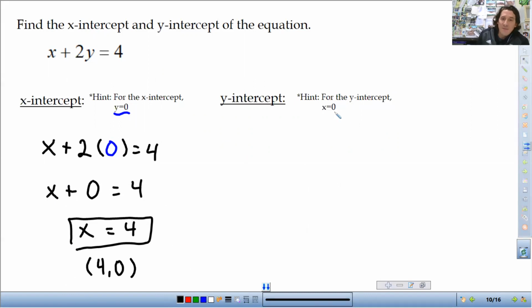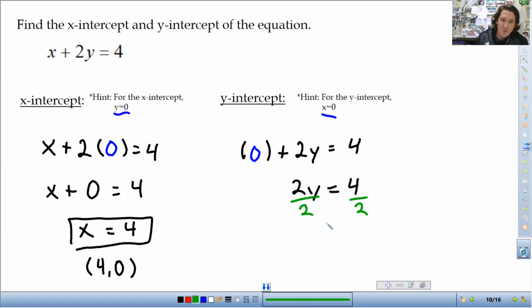So to find the y-intercept, all you do is make x equal to 0. All right, so I'm going to do the same thing, but instead I'm going to make my x value in this one 0. So it's going to be 0 plus 2y is equal to 4. 0 plus 2y is just 2y. And then I still need to solve for y, so I'm going to divide both sides by 2. So I get y is equal to 2. The y-intercept is at y equals 2. That'd be at the point 0, 2.